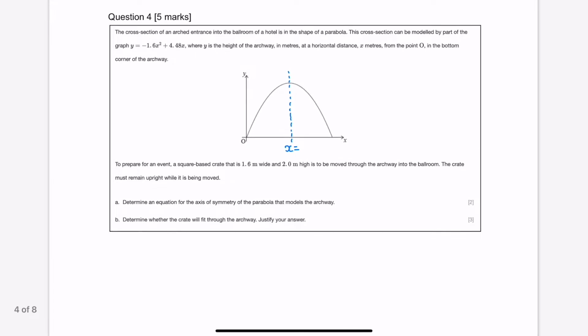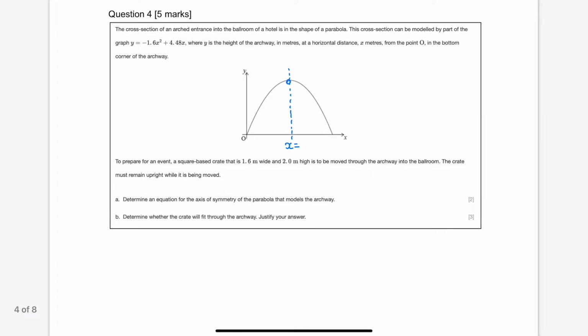Okay, so this one is a quadratic question. And we're needing to, first of all, determine the equation for the axis of symmetry. So that means there's this line of symmetry in the middle, and we're trying to find what that equation is. Now, any vertical line has the equation x equals whatever value it falls on. So essentially, I'm trying to find the x coordinate for the maximum point at the top of this.